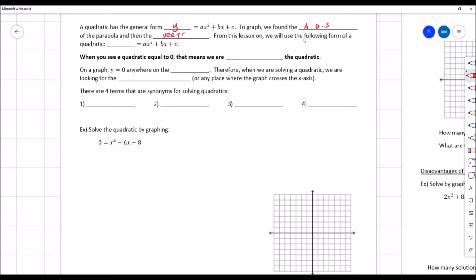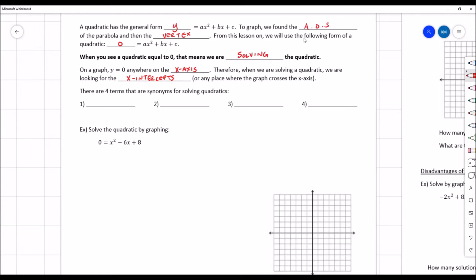From this lesson on though, we will be using the following form of a quadratic: 0 equals ax squared plus bx plus c. When you see a quadratic equal to 0, that means we are solving the quadratic. On a graph, y equals 0 anywhere on the x-axis. Therefore, when we are solving a quadratic, we are looking for the x-intercepts.